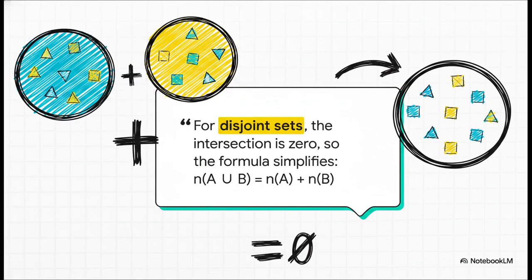For those disjoint sets, the ones that don't overlap at all, what's their intersection? It's 0, right? They don't share anything. So that last part of the formula, the minus part, just becomes minus 0. So it simplifies perfectly to just adding the 2 sets together. The math works beautifully for both situations.